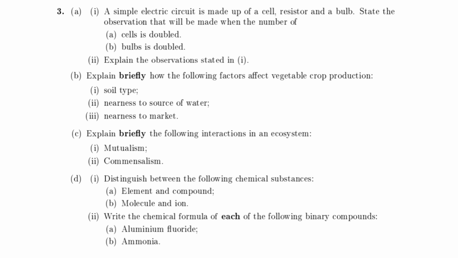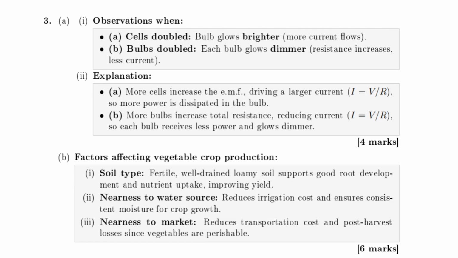So observations: if the number of cells is doubled, the bulb glows brighter. If the number of bulbs is doubled, each bulb glows dimmer. So why? More cells increase the EMF, driving a larger current, so more power is dissipated in the bulb. More bulbs increase the total resistance, reducing the current, so each bulb receives less power and glows dimmer.